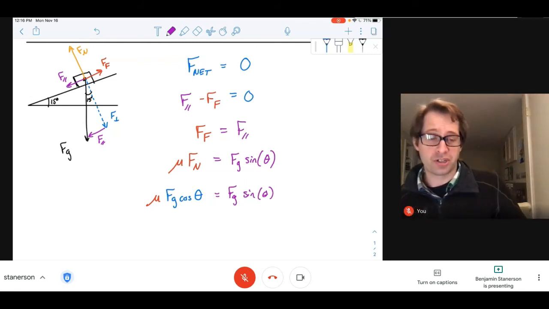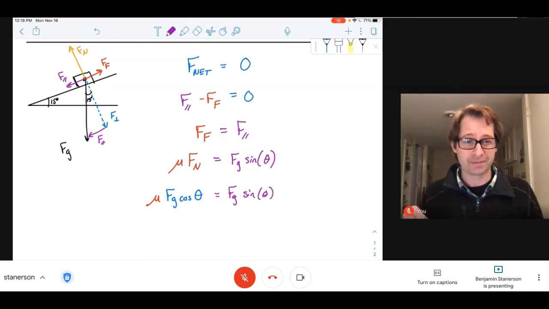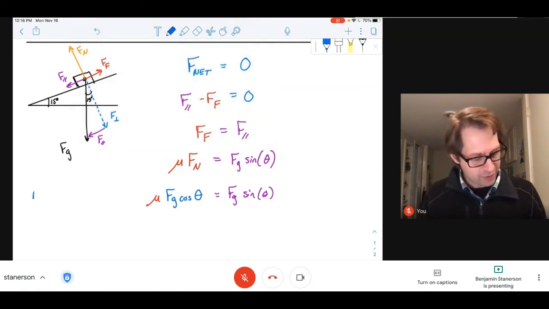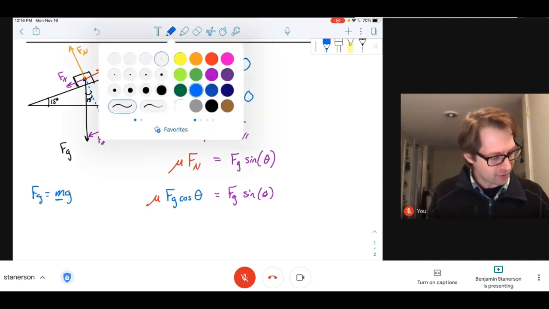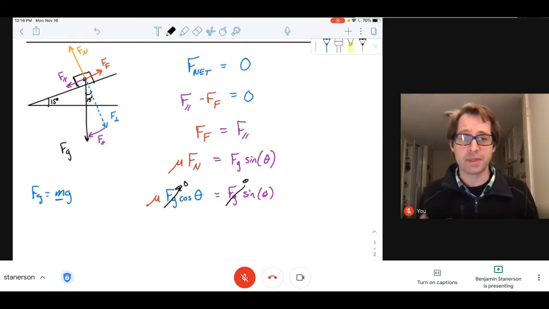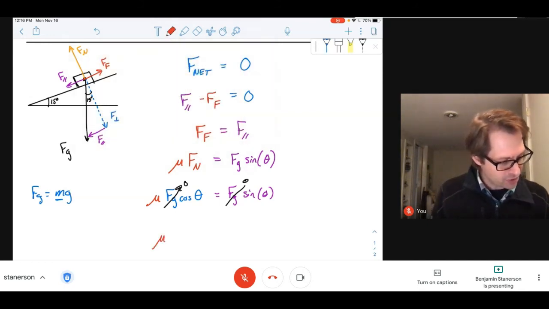So now I have some relationships that I can work with, right? Because notice, I see something on both sides that can cancel: the weight force. And if we remember, weight, force of gravity, is actually equal to m times g. That's where the mass is, but it's going to show up on both sides. So I can cancel force of gravity out here, and on both sides, because it's the same exact value, m times g. Now what I'm left with is a relationship where the coefficient times the cosine of theta is equal to the sine of theta.